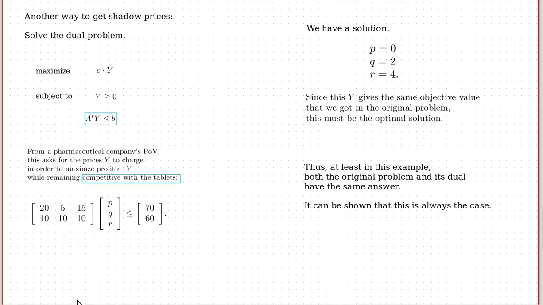Okay, so here's a surprise. It turns out that the dual problem is exactly equivalent to the problem of calculating the shadow prices. So let's just look at this carefully, right? And I'll convince you that that's the case.